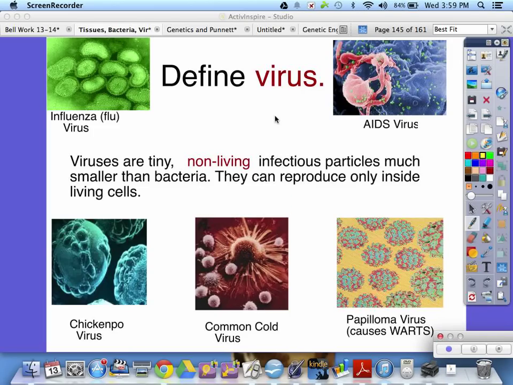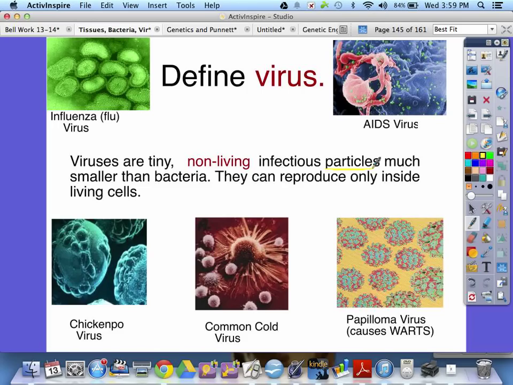A virus. A virus is any tiny, non-living particle that reproduces inside living cells. Since viruses are non-living, two of the characteristics of non-living things is that they do not have cells and they cannot reproduce by themselves. They're not capable of these, so they're considered non-living.